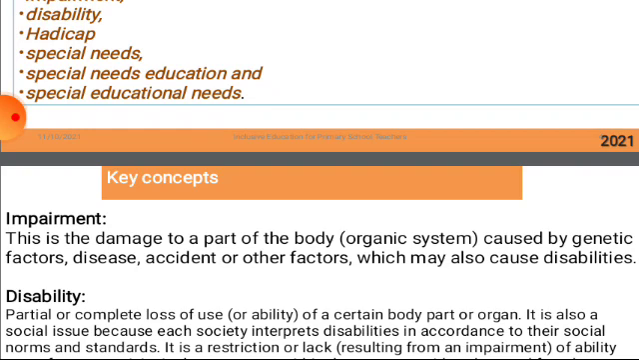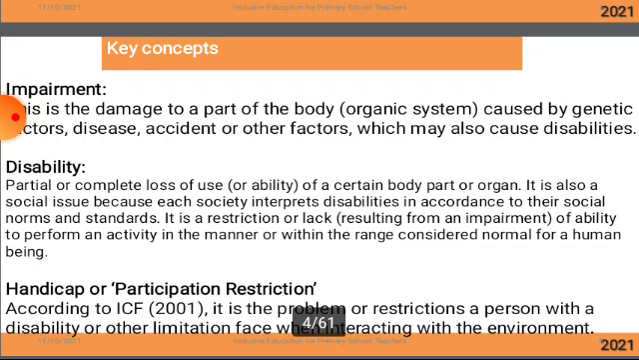Then let's go to the second concept, which is disability. Disability refers to partial or complete loss of use or ability of a certain body part or organ. It is also a social issue because each society interprets disabilities in accordance with their social norms and standards. It is a restriction or lack of ability to perform an activity in the manner or within the range considered normal for a human being.